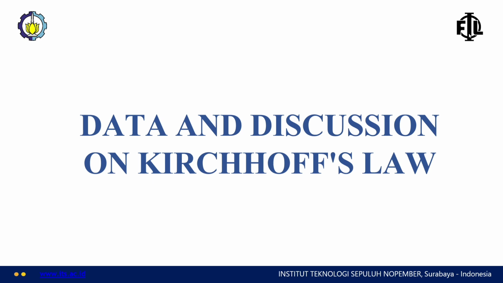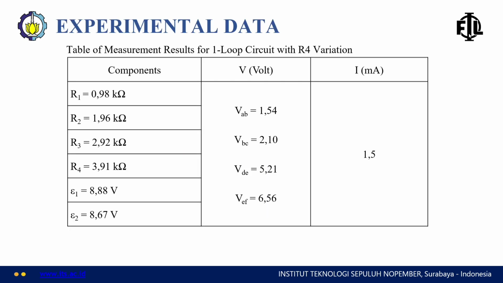Alright, now we'll move on to the section on data and discussion from the Kirchhoff law experiment. This table presents the measurement results of a single loop circuit with variation in resistor number 4. The table consists of 3 columns. The first column is the component column, which includes the value of all components in the single loop circuit. These components include resistor number 1, resistor number 2, resistor number 3, resistor number 4, the first electromotive force for the first battery, and the second electromotive force for the second battery.